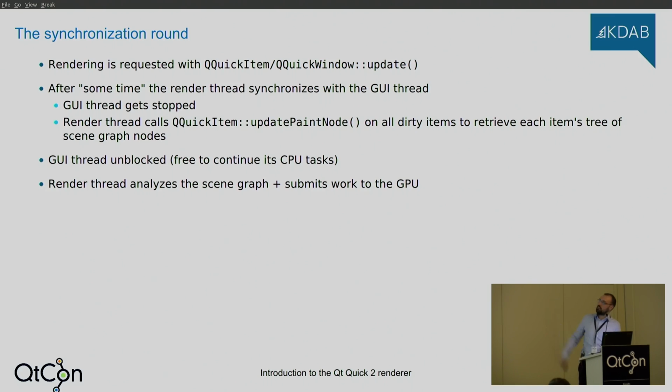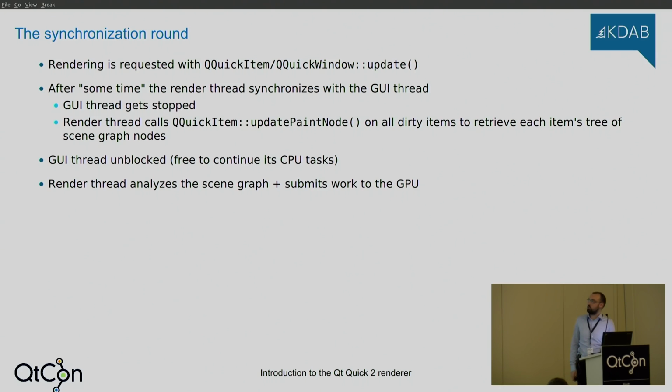So while the main thread is stuck, the render thread collects this information, and after it has done so, the render thread has all the information it needs in order to render something. It does not need the GUI thread anymore. So for that reason, the GUI thread gets then unblocked. I don't need you anymore. I have my own copy of the render data I need, and the render thread can finally take this scene graph, analyze it, figure out an optimal way of submitting this work to the GPU, and do exactly that, render the scene. Okay, so that's a nice story.